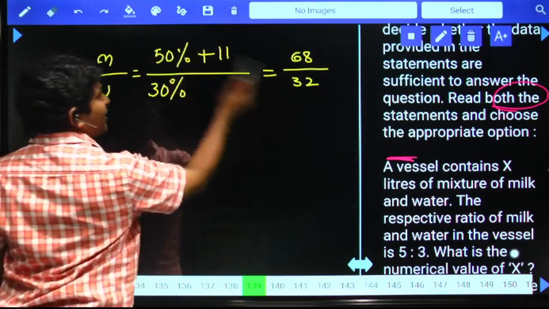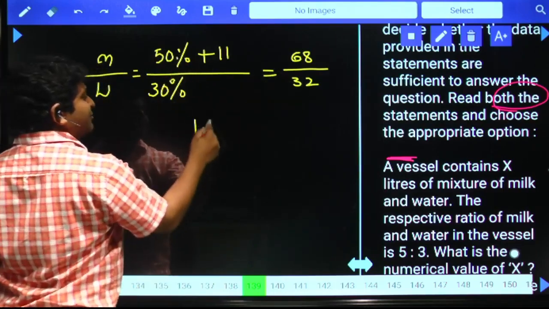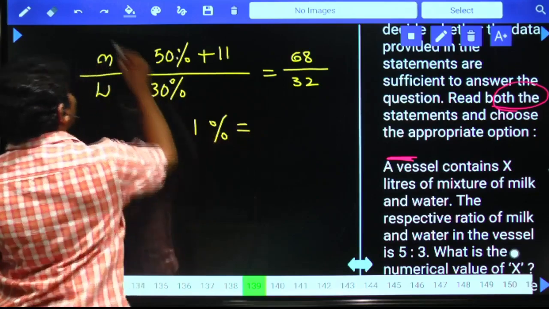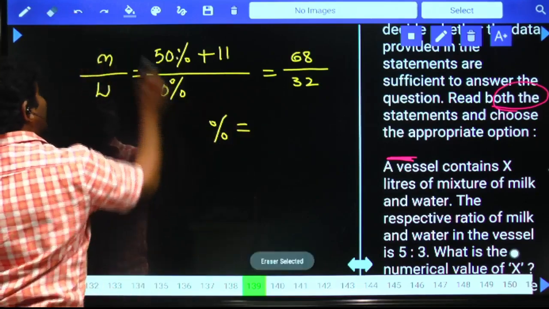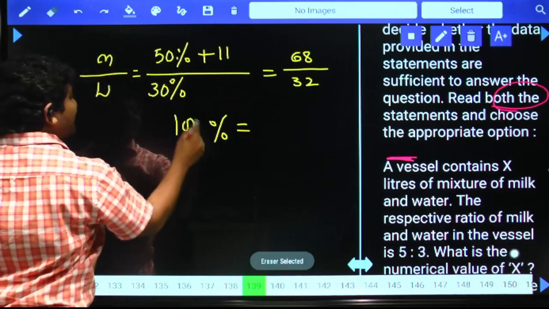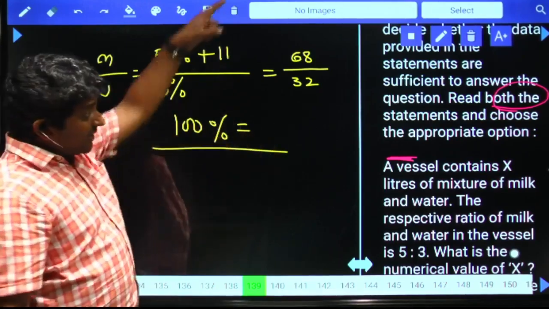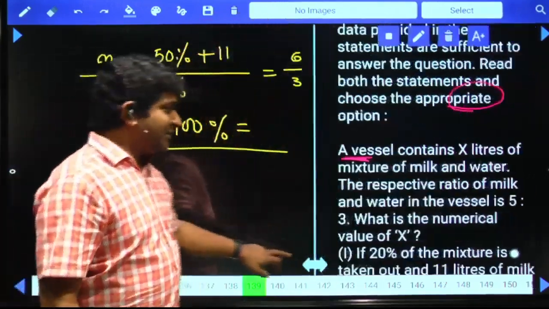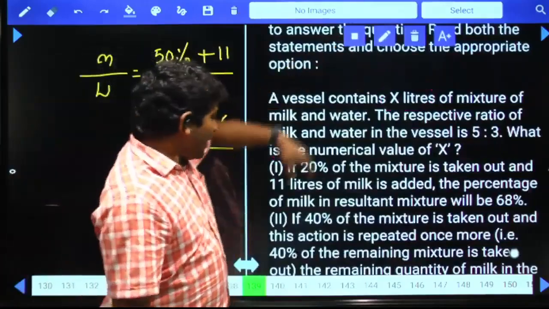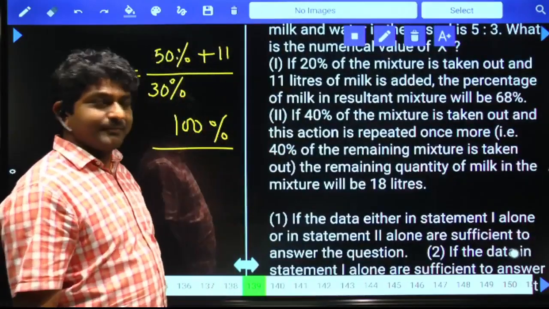Now from this, if you solve it, you can calculate how much is 1% value. If you know 1% value, you can definitely calculate how much is 100%. 100% is our initial quantity, X. So definitely 1 alone is sufficient to answer the question.